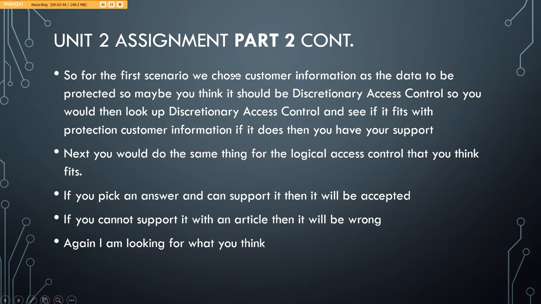So let's go back to the first scenario. We chose customer information as the data to be protected. So now we need to find some kind of control model. Do we want discretionary access control? Then you would use that, and you would look that up and use that as your support. The next thing you do is find a logical access control that you think fits. Then if you pick an answer, you look it up to support it.